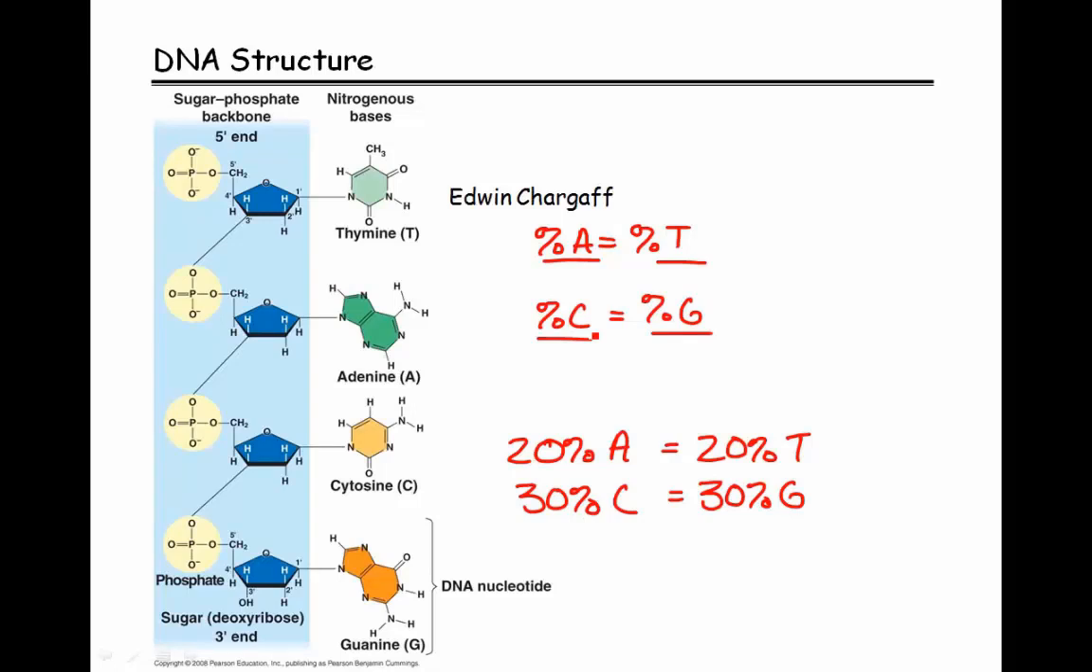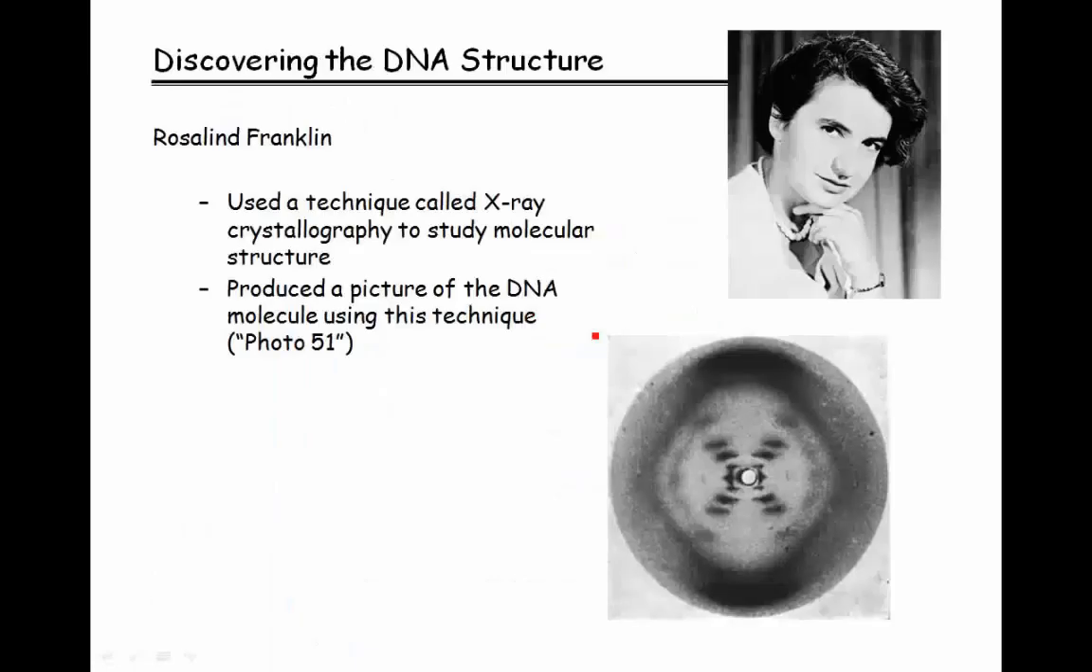Now, again, he didn't know why the rules worked out that way, and he didn't know the overall three-dimensional structure of DNA. There were additional groups that were working on the structure of DNA. One of the individuals that was working on it was Rosalind Franklin. Rosalind Franklin was using a technique called X-ray crystallography to study molecular structure of molecules. Specifically, she was studying the structure of DNA.